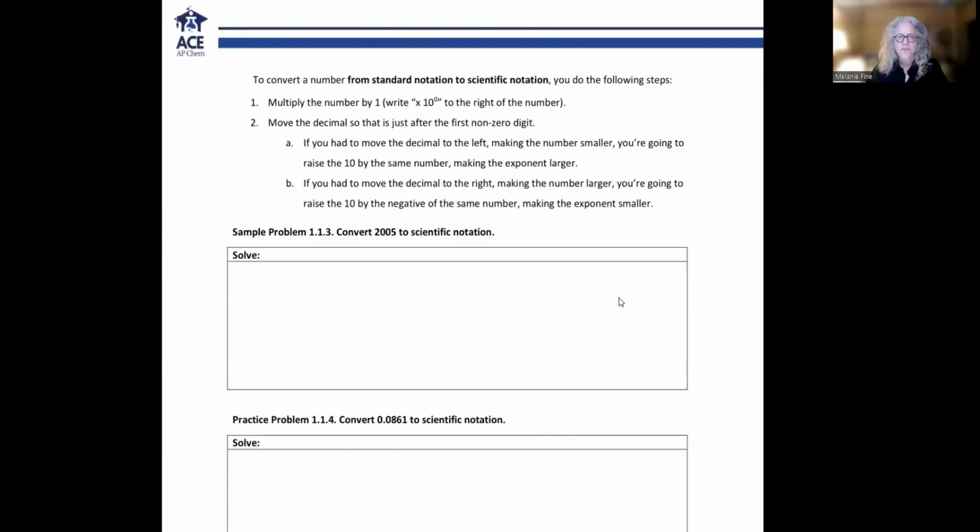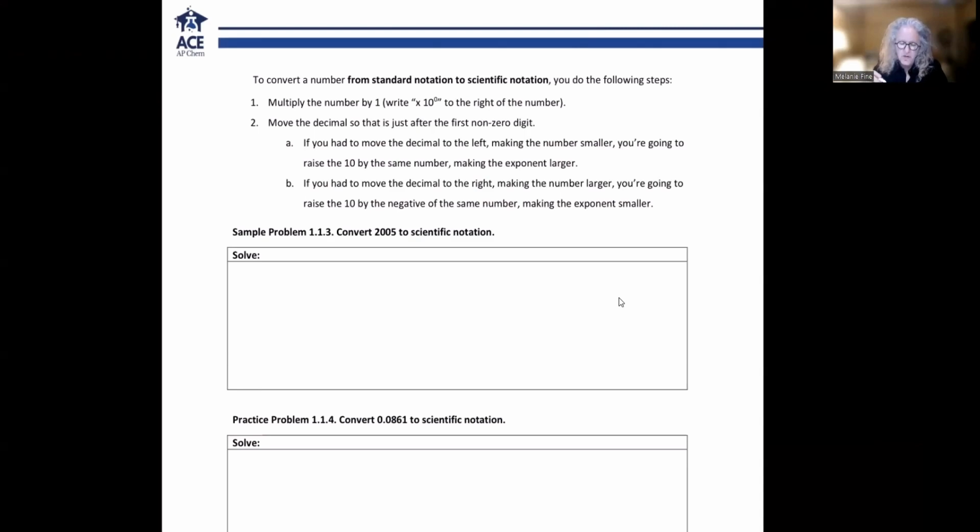Page 2. To convert a number from standard notation to scientific notation, we do the following steps. So the first thing I do is I multiply the number by 1. And the way I multiply it by 1 is I do it in a sort of fancy way. I multiply it by 10 to the 0 power. And then I'm going to move the decimal so that it is just after the first non-zero digit in the number. I'm just going to go over this, and it'll be easier to understand once I do the sample problem.